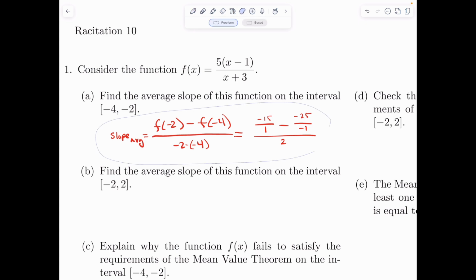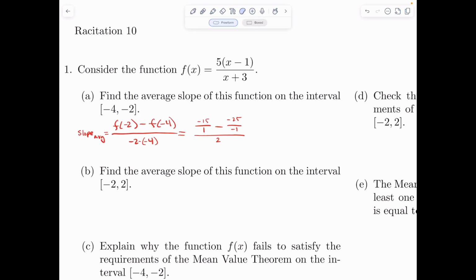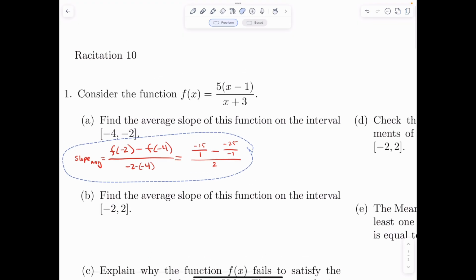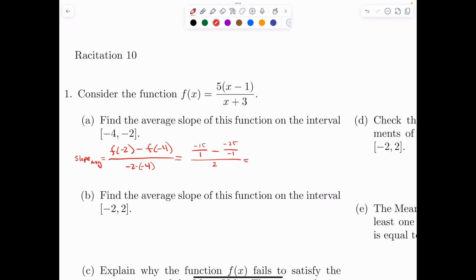I see that I've left myself almost no room. Let's slide over, be a little bit more efficient with our space. And then the rest of this is just a little bit of arithmetic. I'll try to get it right this time. And this appears to be -40 over 2, which is -20.